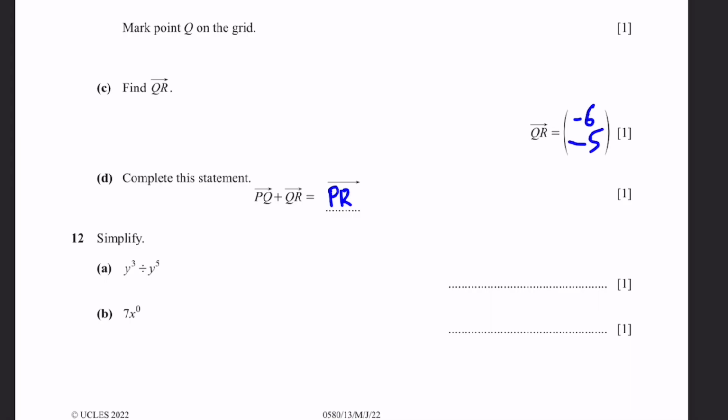Question 12. Simplify a. y cubed divided by y power 5. Because we're dividing, we actually subtract the powers. Note that these two have the same base. y to the power of 3 minus 5, which is equal to y power minus 2.